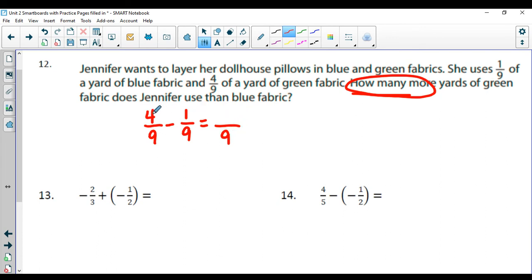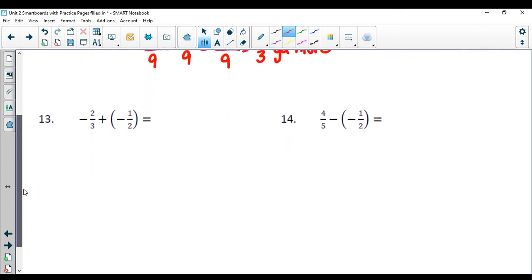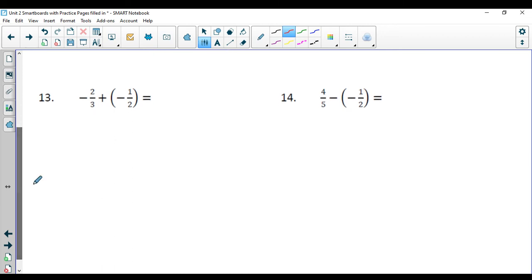Ninths, they're both the same. 4 minus 1 is 3. We are going to reduce that to 1/3 yard more. And we do want to make sure that we're putting those labels. Down here at the bottom, we have 4 examples for you, 13, 14, 15, and 16. These are using integer rules.